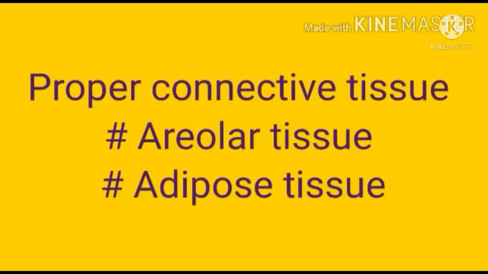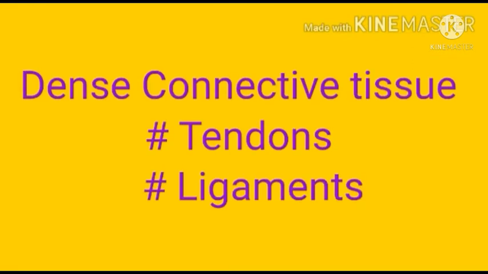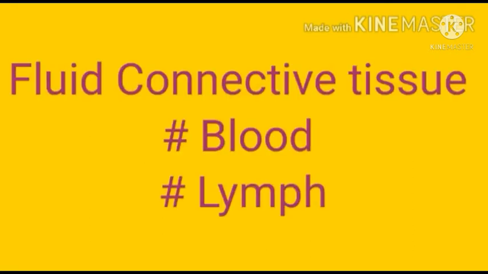Proper connective tissue includes areolar and adipose tissue. Supportive connective tissue includes cartilage and bone. Dense connective tissue includes tendons and ligaments. Fluid connective tissue includes blood and lymph.